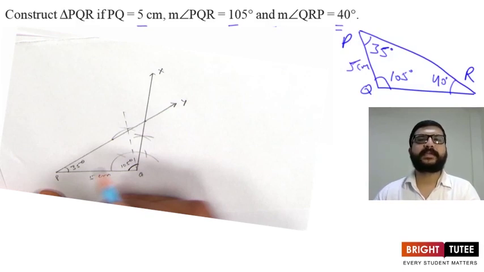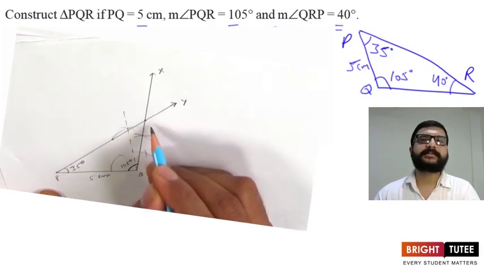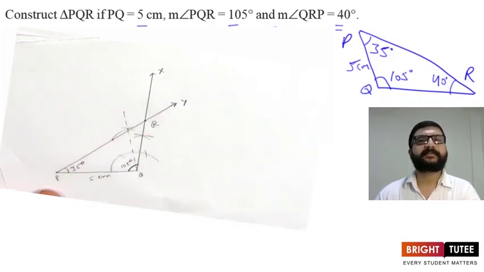Now we are just one step away from the triangle PQR, and that is name the point of intersection of ray PY and QX as R. That is, this point here is R. And in the steps of construction also we have to write the same thing, that is name the point of intersection of PY and QX to be R.